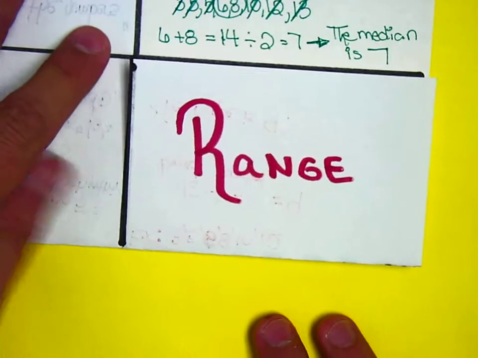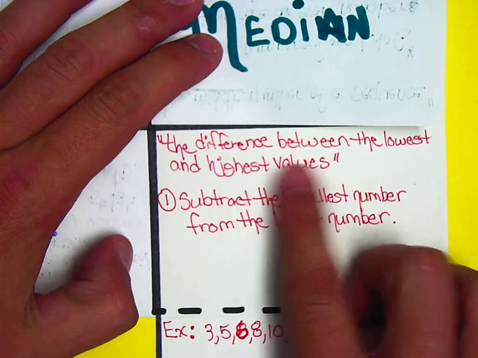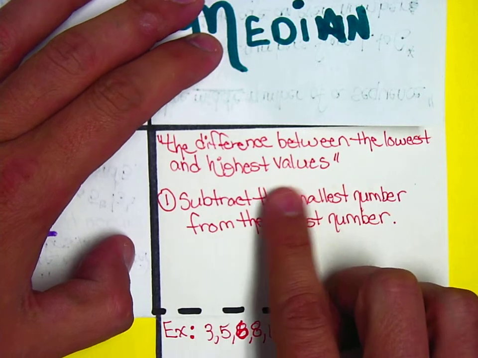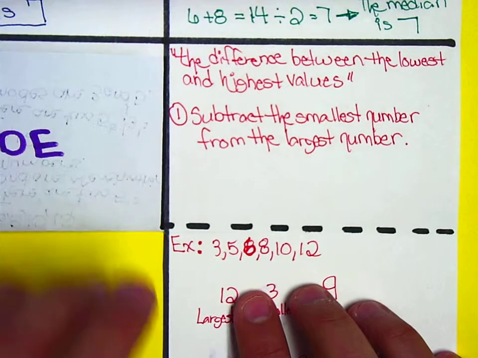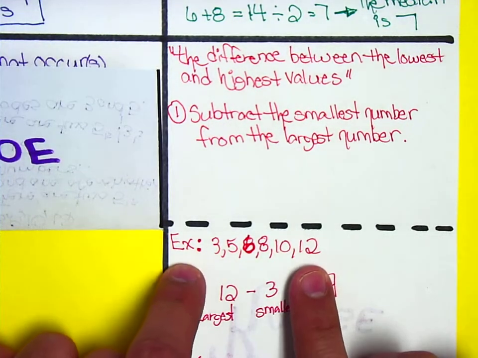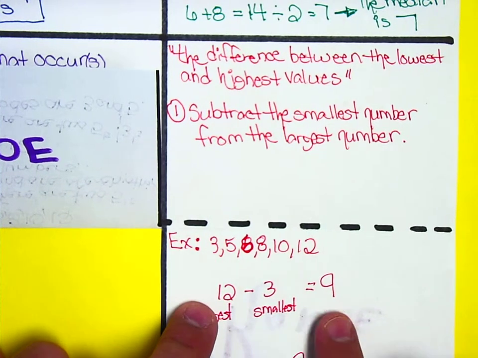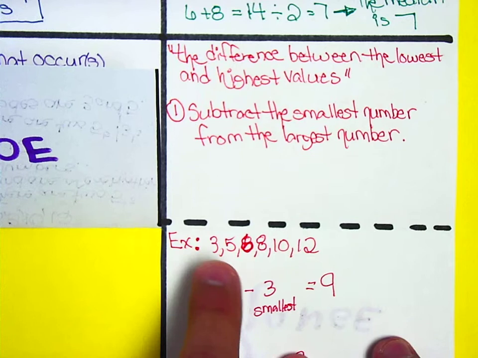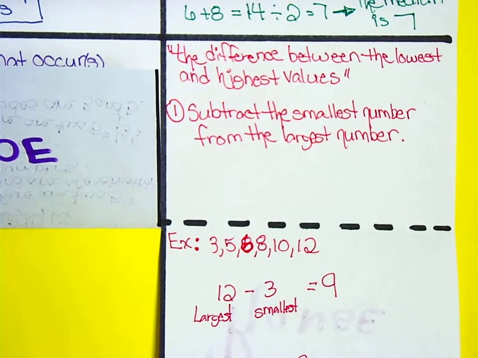Finally, our last flap here is the range. And quite simply, the range is the difference between the lowest and the highest values. So what you do is you subtract the smallest number from your largest number. So let's take the same data set again that I had, 3, 5, 6, 8, 10, 12. I'm going to go ahead and find the biggest or largest number, subtract my smallest number, and what I get for my answer, my difference, is the range. That means all my data here spreads across 9 numbers. The range tells you about how many numbers or categories your data lies across.